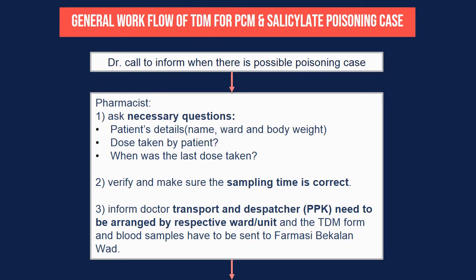Let's move on to the general workflow of TDM for paracetamol and salicylate poisoning case. Firstly, the doctor calls the pharmacy to inform when there is a possible poisoning case. Pharmacists need to ask the doctor necessary questions: patient details, name, ward and body weight, dose taken by patient, how many tablets, how many mg, and when was the last dose taken. Then verify and make sure the sampling time is correct. After that, inform the doctor that transport and dispatcher PB care need to be arranged by the respective ward or unit, and the TDM form and blood samples have to be sent to pharmacy Bekalan ward.